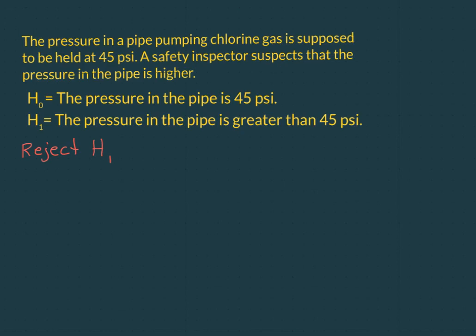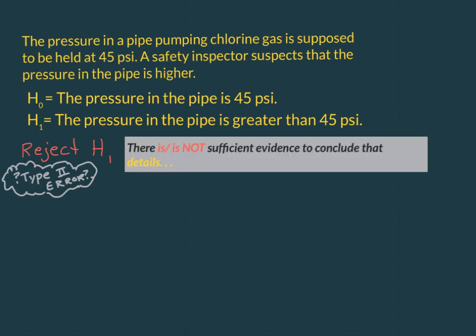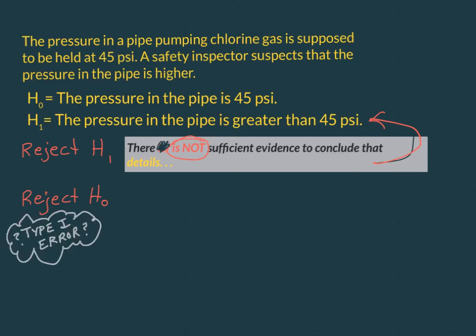If you're going to reject the alternative hypothesis, then you'll do it because you do not have sufficient evidence to accept it. Therefore, when choosing here, you would say there is not sufficient evidence to conclude that, and then you throw in your details. There is not sufficient evidence to conclude that the pressure in the pipe is greater than 45 psi. So your details come from your hypotheses.